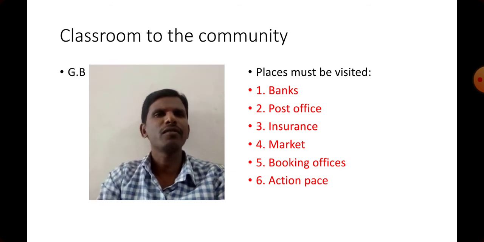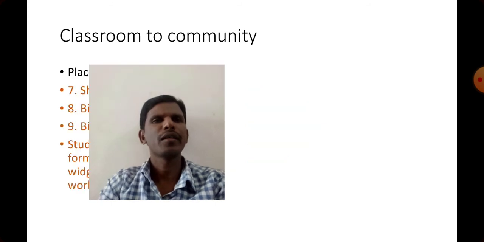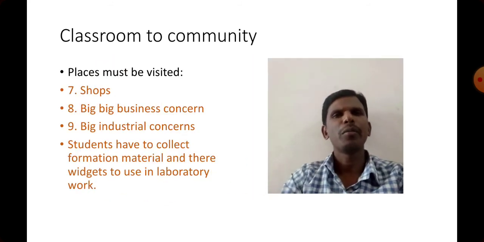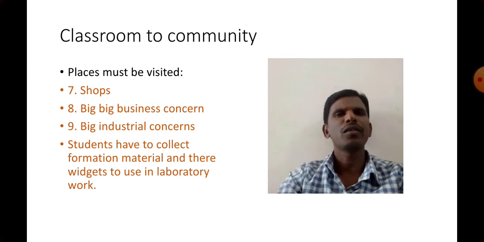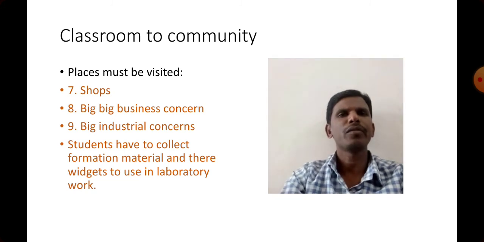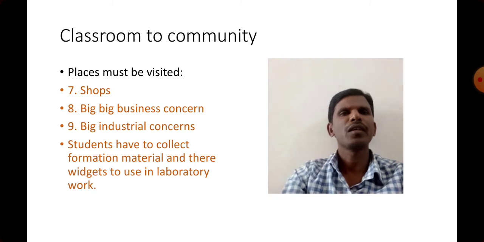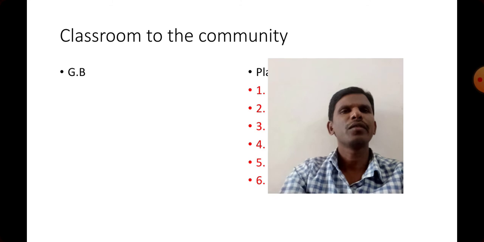We already discussed that we should make the students visit banks, post offices, insurance offices, markets, booking offices, auction places, shops, big business concerns, and big industrial concerns. If they visit these places, they can collect more information and material, and then use that material in laboratory work to learn new things. When they visit these places, they get acquainted with the environment and gain good knowledge regarding all these things.